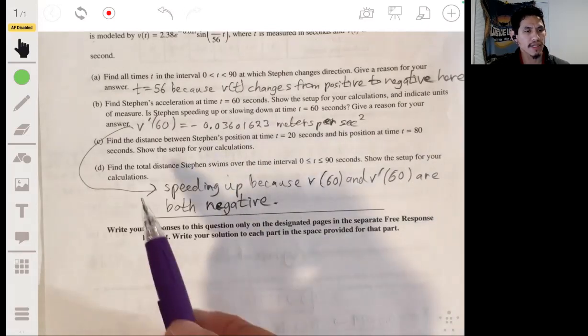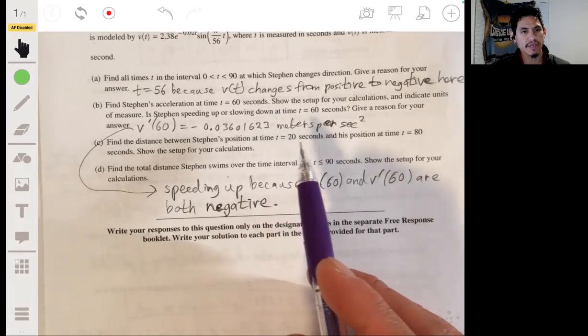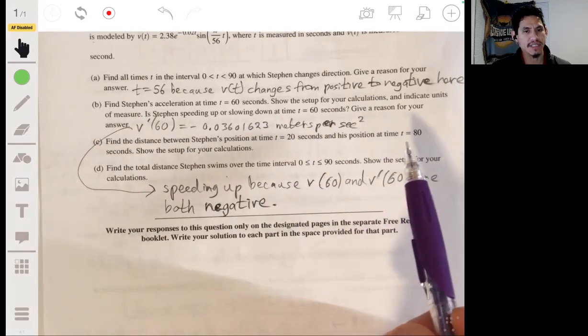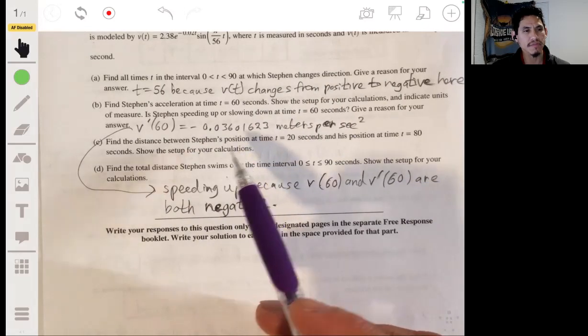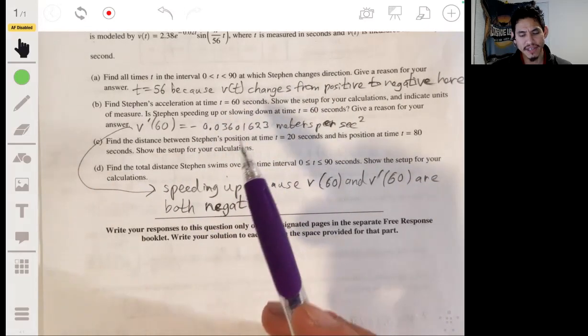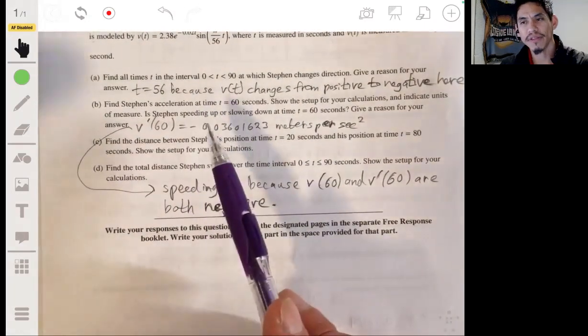Okay, C, find the distance between Stephen's position at time t equals 20 seconds and his position at time t equals 80 seconds. Show the setup for your calculations. Okay, so I see what they're trying to do here. They're being clever about the way they word this.